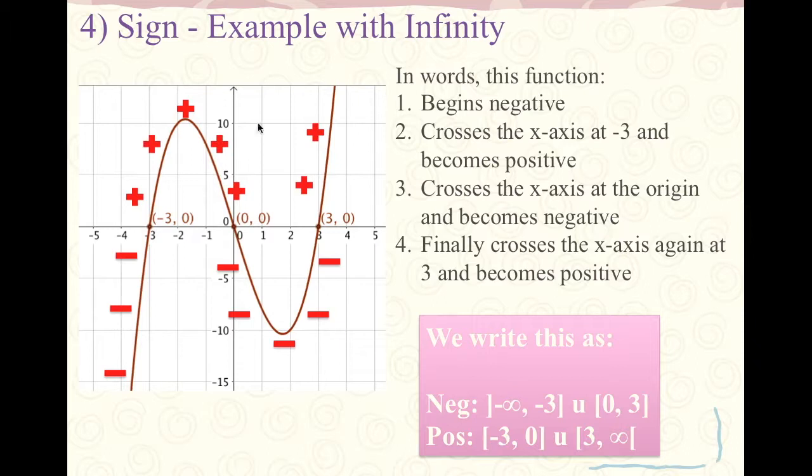It's negative from negative infinity to negative 3, union 0 to 3. These are the 2 instances where it's negative. And it's positive here, first instance, from negative 3 to 0. Remember, x-axis. And then again, it is positive from 3 to infinity. So just check it out here. 2 instances where it's negative with a union, 2 instances where it's positive with a union, looking at x values only.